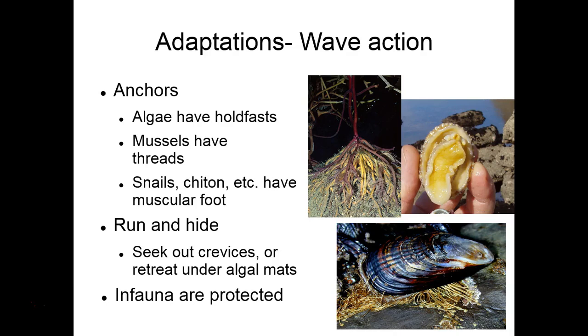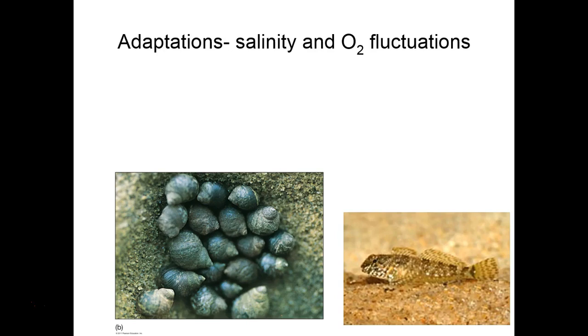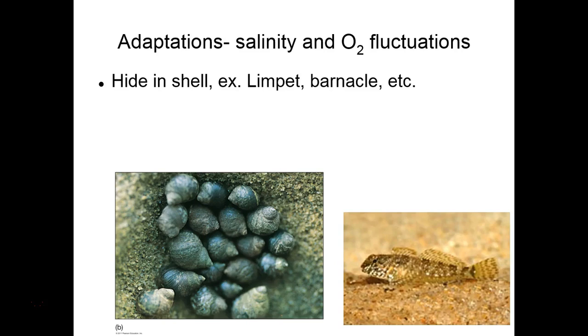Instead, they're underground. Okay, what about adaptations for dealing with salinity and oxygen fluctuations? Well, one, having a shell is helpful, such as limpets or barnacles, or other snails or clams. Anything that has a shell can close that shell off and trap in the water that's in their shell. In that case, their body is not exposed to great changes in salinity or oxygen. They're basically locking in their dissolved oxygen within their shell.